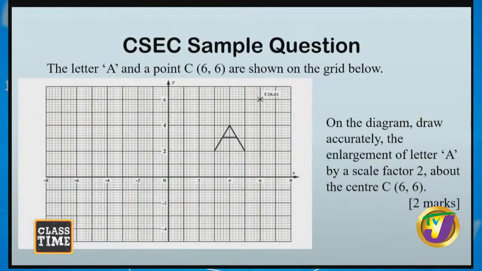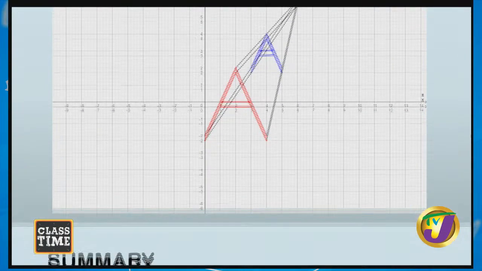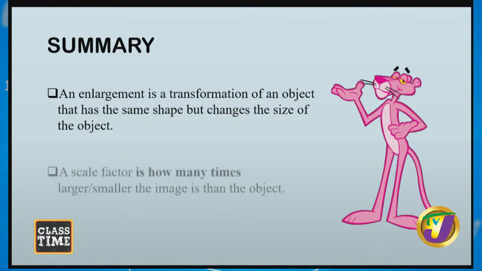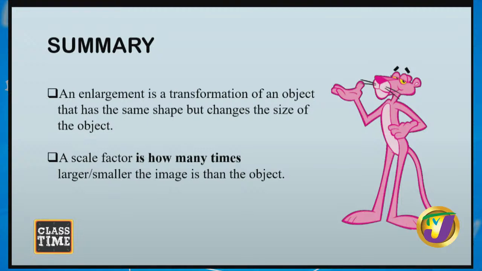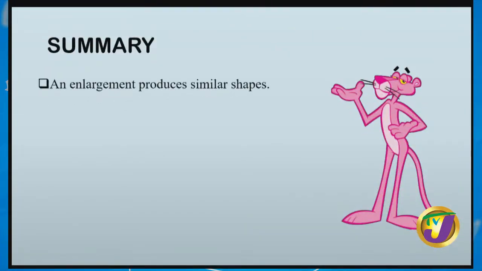2 easy marks. So let us go to the first slide of the summary, because I think that's all we have time for. So we have said a lot of things. An enlargement is a transformation of an object that has the same shape but changes the size of the object. The scale factor tells how many times larger or smaller the image is than the object. Okay. And also, the angles of the object and its image are the same, but the lengths of the sides are increased or decreased. An enlargement produces similar shapes.